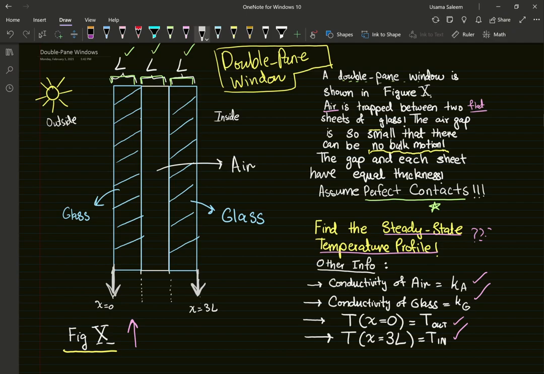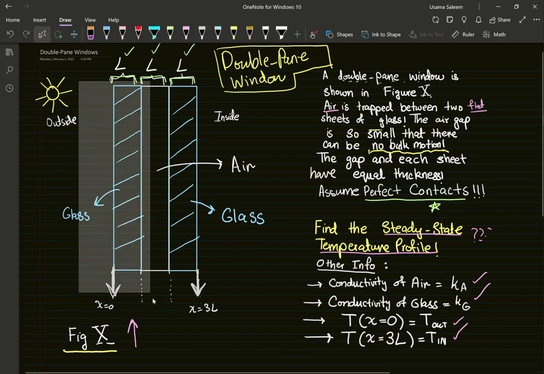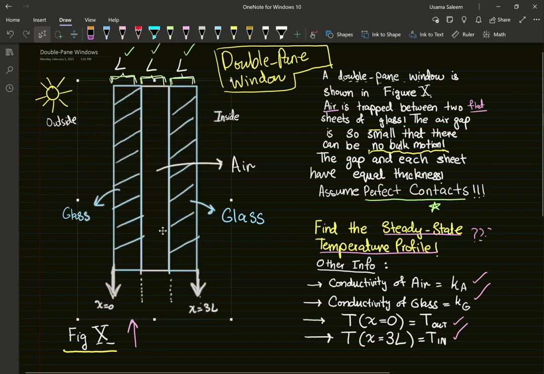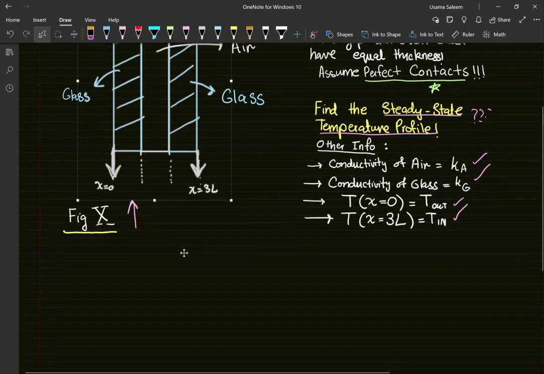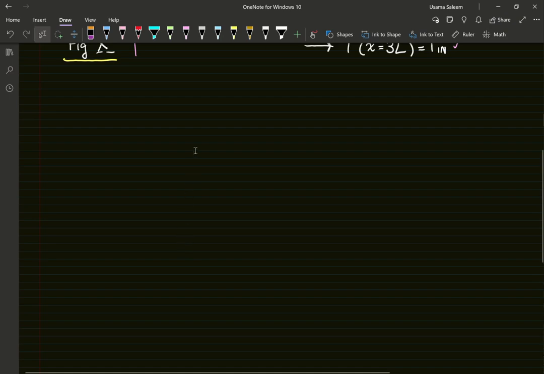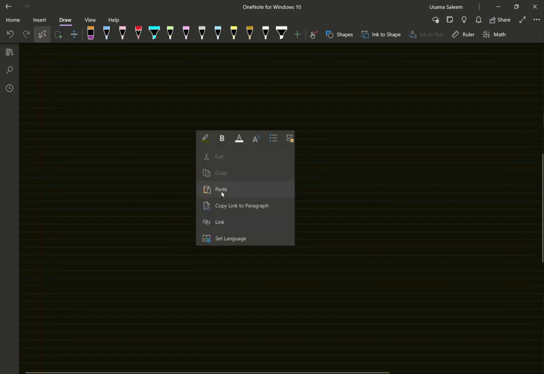In the first part of this video, I'm just going to formulate this problem in terms of the governing equations. Let me just copy this and paste it down again, and we're going to play with it a little. And we're going to have some fun.